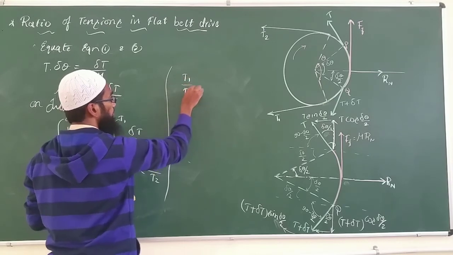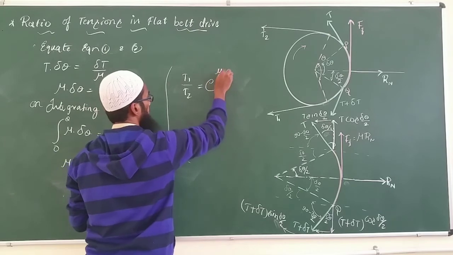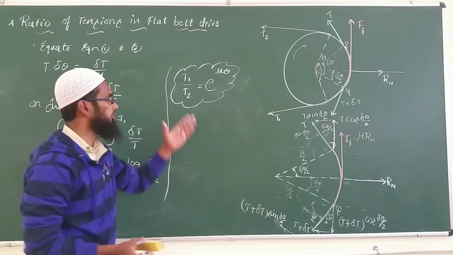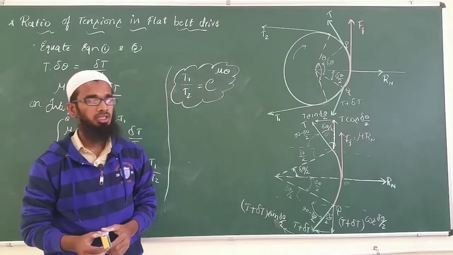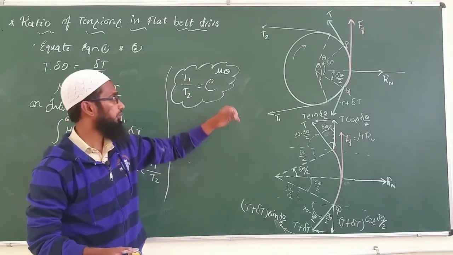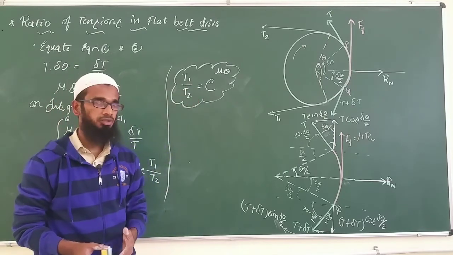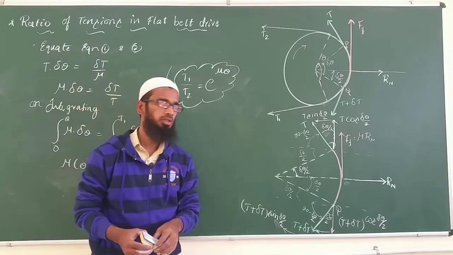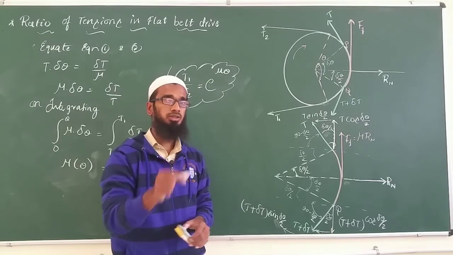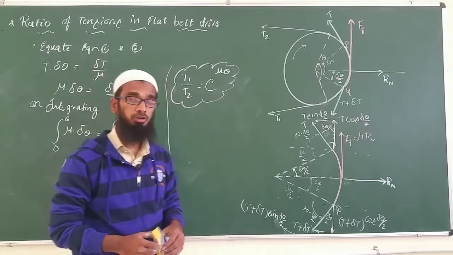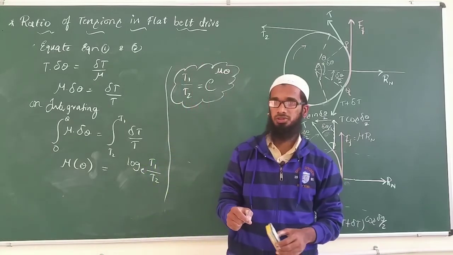T1 by T2 is equal to, I can take this exponent over here, so this becomes e to the power μθ. Now this is T1 by T2 equal to e^(μθ). This will be the ratio of tensions in the belt for a flat belt drive, where we can see that T1 is the maximum tension, like the tight side tension, and T2 will be the slack side tension or minimum tension. μ is the coefficient of friction between the belt and the pulley here, and θ will be the angle of contact for a belt in contact with the smaller pulley, which we have to consider always.